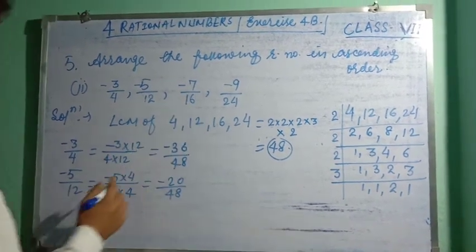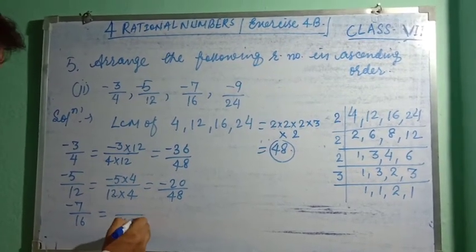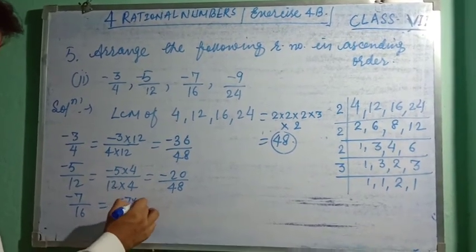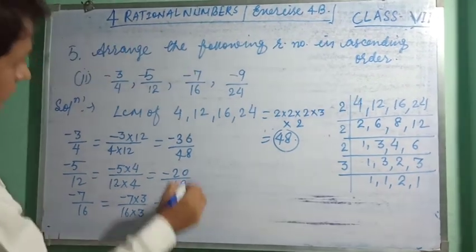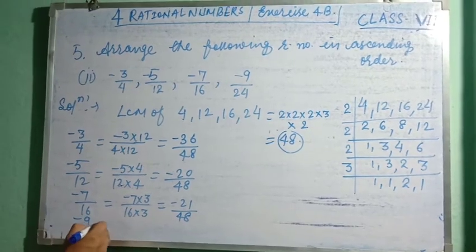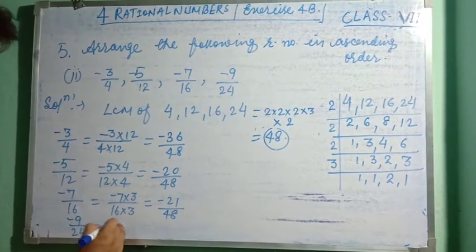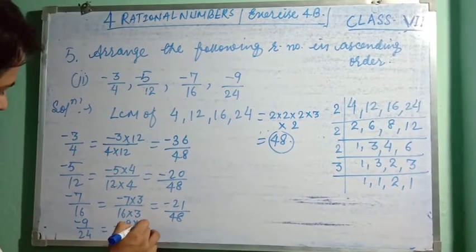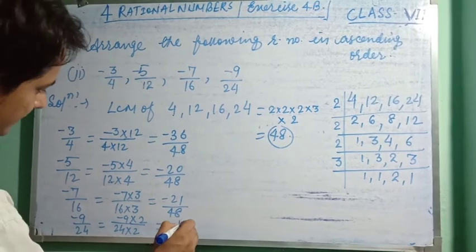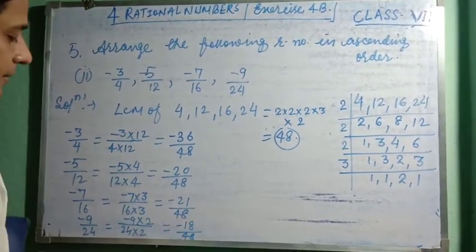Now next, for minus 7 by 16. 16 multiplied by 3 becomes 48. Minus 7 is also multiplied by 3. This becomes minus 21 upon 48. Now the last, minus 9 by 24. 24 multiplied by 2 becomes 48. Minus 9 is also multiplied by 2. This is minus 18 upon 48. Have a look, all the denominators are the same, 48.